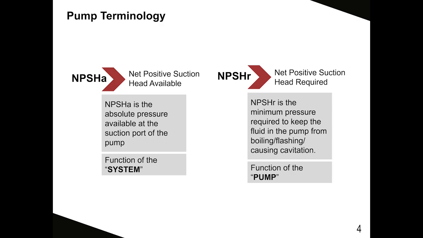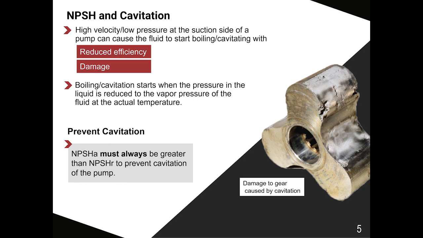NPSHR, the net positive suction head required, is a function of the pump. This is the pressure required at the inlet of the pump to prevent the pump from cavitating. When the NPSHA is less than the NPSHR, we have cavitation. Cavitation occurs when the liquid pressure is reduced to the vapor pressure of the fluid at the actual temperature. This reduces efficiency and damages the pump. For this reason, your NPSHA must always be greater than the NPSHR to prevent cavitation.